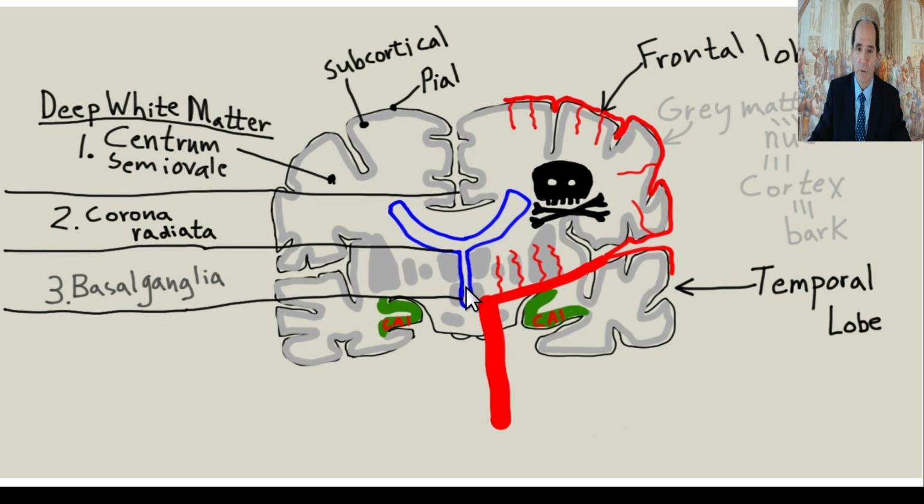There's only a third ventricle in the middle. And then centrum semiovale is right above the lateral ventricles. It's because it's in the center and it's semi-oval in shape when you look at it on an axial, transverse section of the brain.